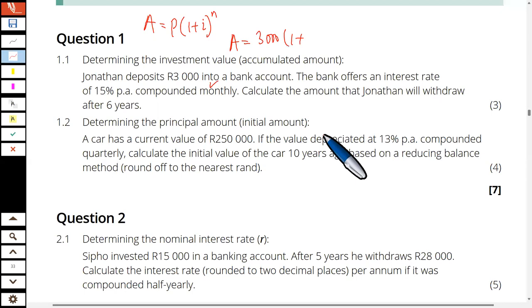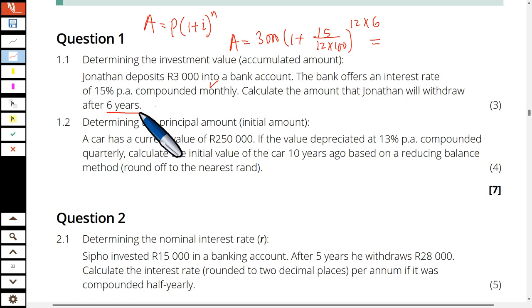So after 6 years, it is exactly 15% divided by 12 times 100, raised to the power. In other words, you take the 15 because 15% divided by 100, but because it's compounded monthly, there are 12 months in a year, and then you have 12 months in a year times 6 years.